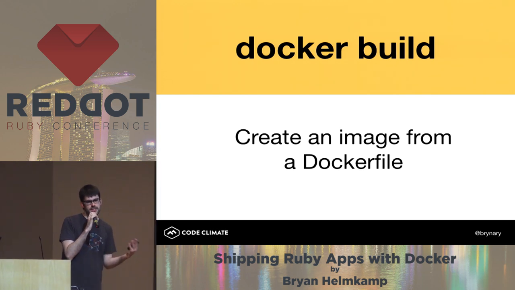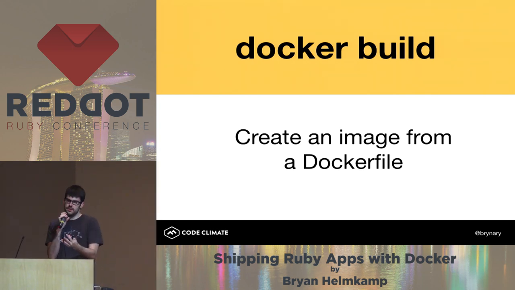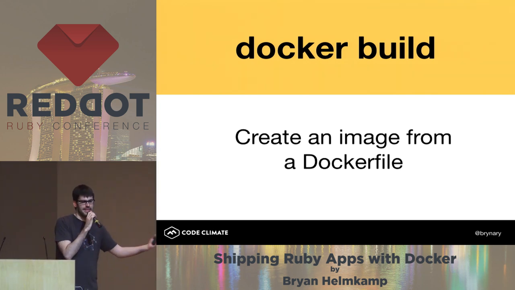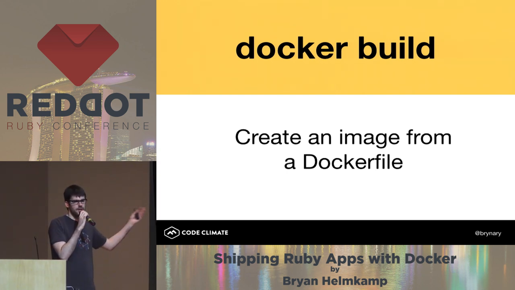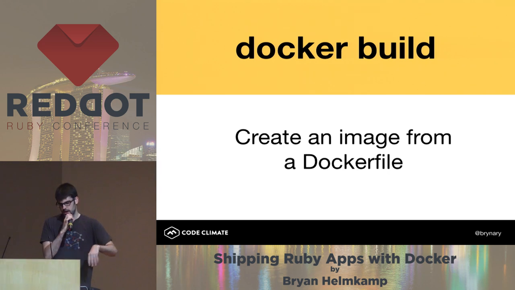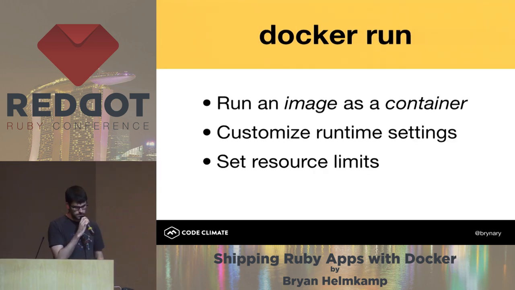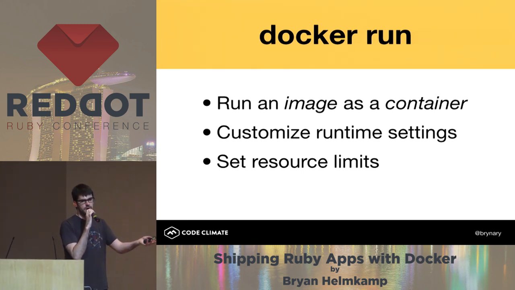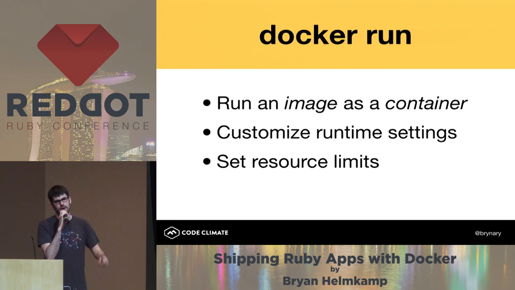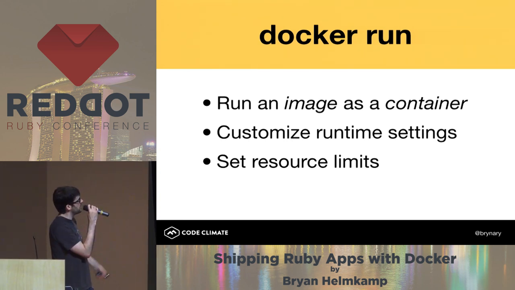So if you have a Rails app, you're going to go into your Rails app directory and run Docker build, and the end of that process will be a Docker image or Docker package that you can then deploy to any number of places. And I'll actually show you that in a second. Docker run is the next step. So okay, you've got this package, now you want to actually execute it somewhere. This could be on your laptop, on your staging environment, or on your production environment.